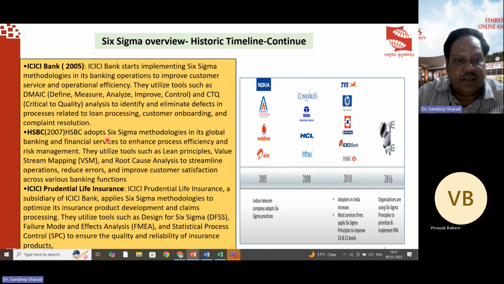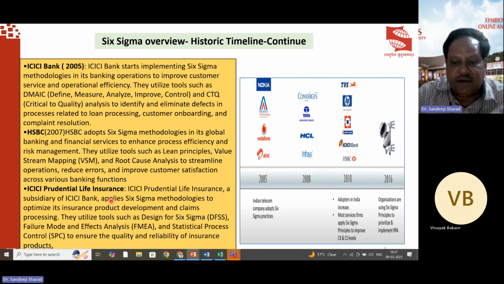HSBC in 2007 adopted the Six Sigma methodology in its global banking and financial services to enhance process efficiency and risk management. They utilized tools such as lean principles, value stream mapping, and root cause analysis to streamline the operations, reducing errors and improving customer satisfaction across various banking functions.